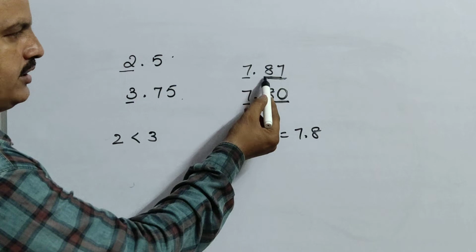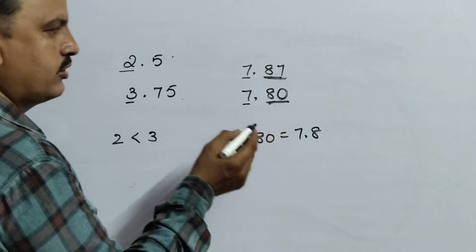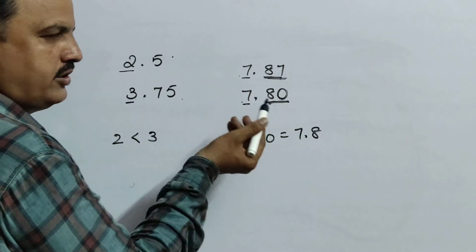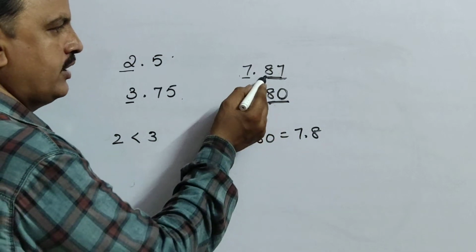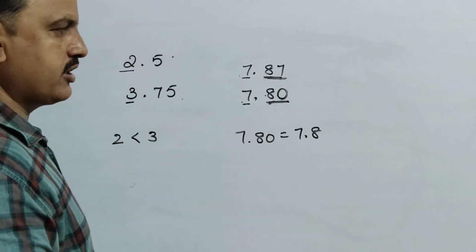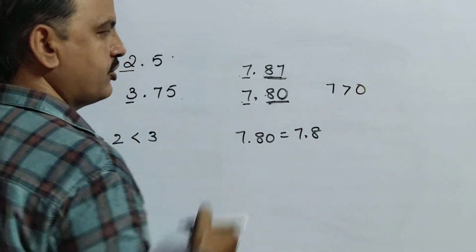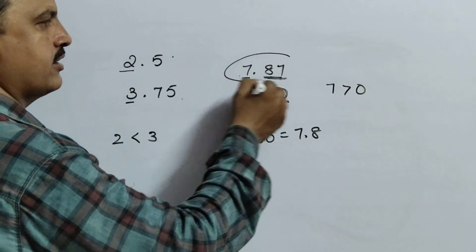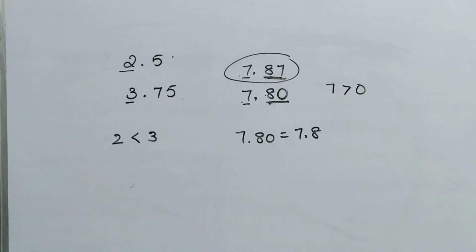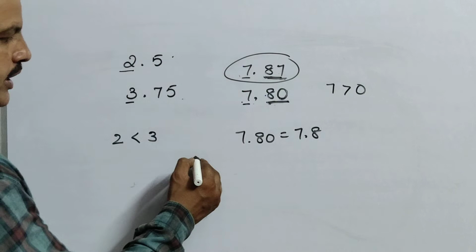Now 7.87 and 7.80. Up to here the 7s are equal, we cannot say which is greater. The 8s are both equal, we cannot say which is greater. Now 7 and 0, that means 7 is greater than 0. Then you can say that 7.87 is greater.